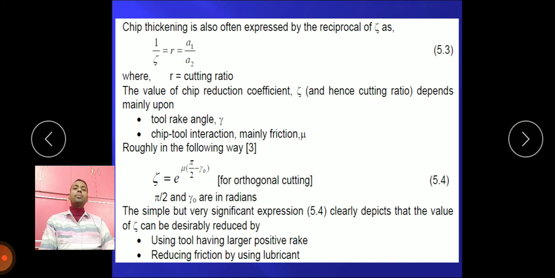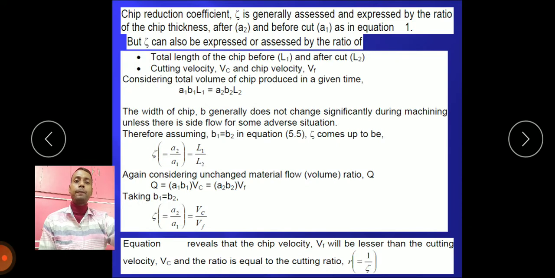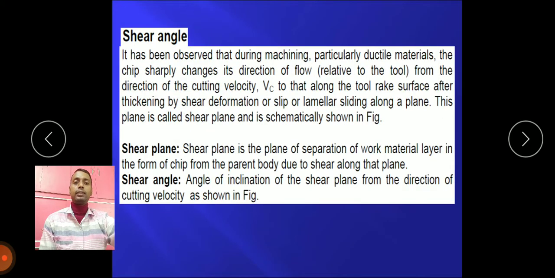1 by xi, the reciprocal of xi, equals r, equals A1 by A2. If A1 and A2 are not given, xi is found out by this method: epsilon equals mu within bracket pi by 2 minus gamma O. Please remember this formula. This is a block diagram. Another formula is xi equals L1 by L2, or Vc by Va. Vc means cutting velocity, Va is the chip velocity.